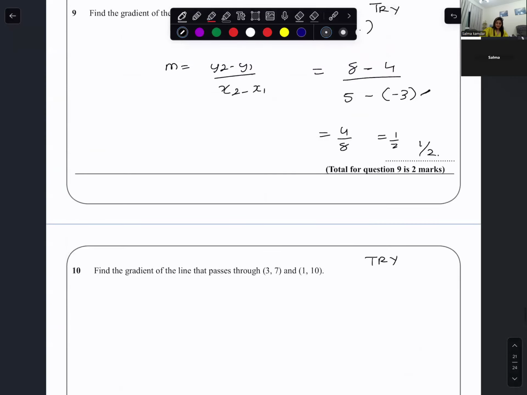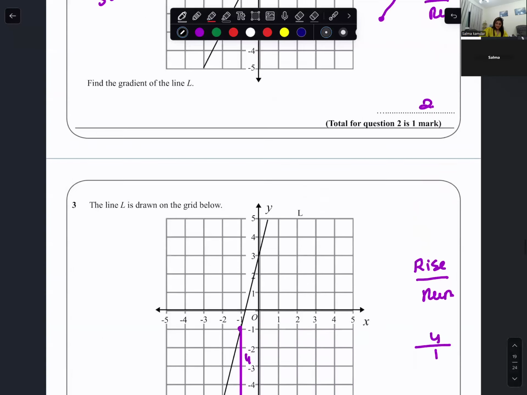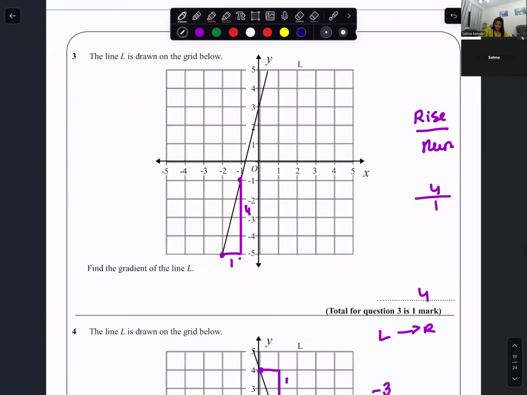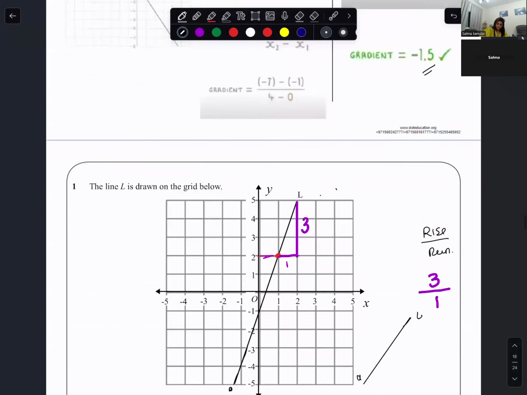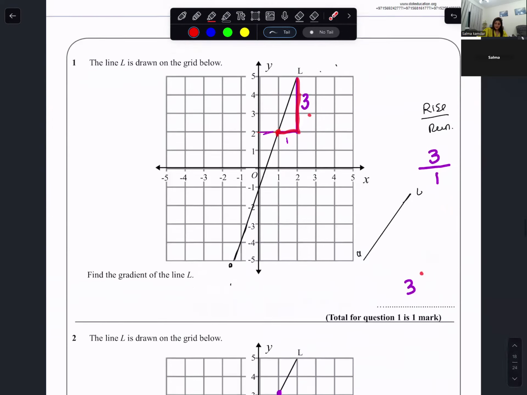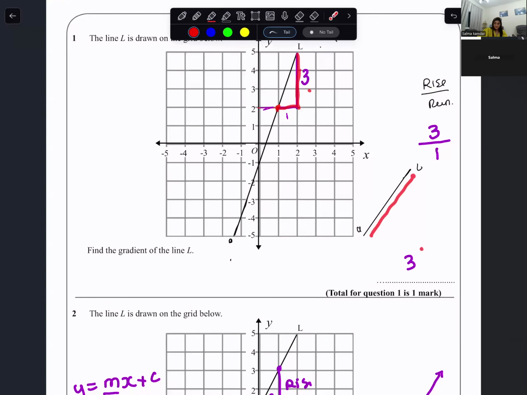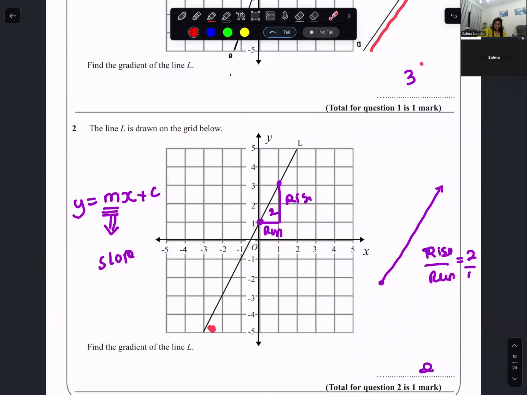If I'm finding the gradient of your line, it is very easy. Rise over run. For every one movement across, you get 3 movements upwards. Rise over run, the gradient is plus 3. Your line is moving upwards from left to right.